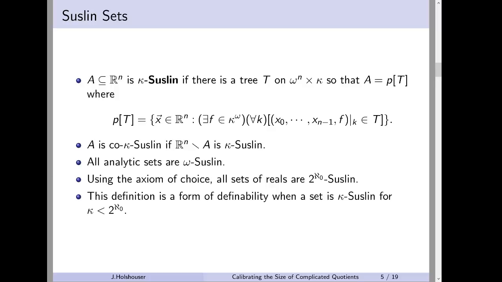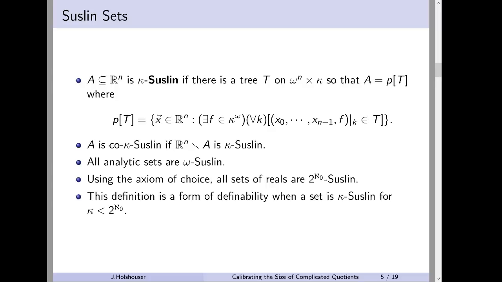Analytic is the same as Omega-Suslin, that was basically on the previous slide. Okay? This gets kind of dumb under the axiom of choice if you allow kappa to get too big. So if you make it continuum size, you can just code the reals into that branch that you want to put in. So it's only a form of definability when you make kappa below the continuum.